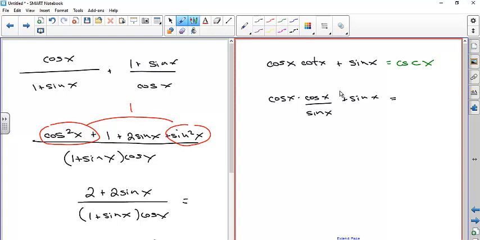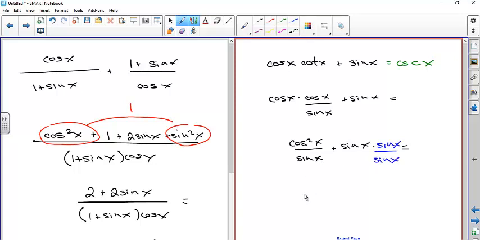So that's the quotient identity. So you end up with cosine squared x over sine x plus sine x. If you have two parts, you want to combine them together. So I'm going to multiply the second term by the sine of x and divide by the sine of x, to get the same denominator.